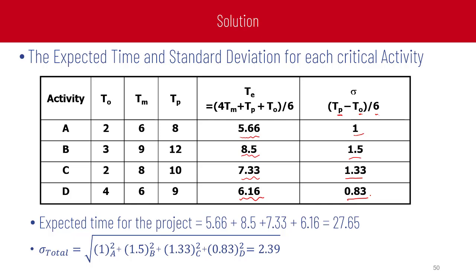The expected time for the project equals the summation, because this is a very simple project that has a series of 4 consecutive activities. That means the total expected project duration is 27.65, and the standard deviation of the total project is the square root of the variance of the critical activities as shown here. This provides us with 2.39, which is the standard deviation of critical activities only.